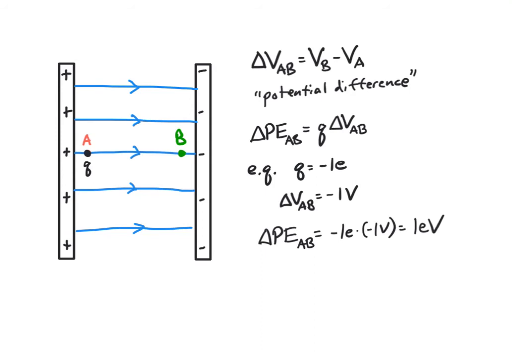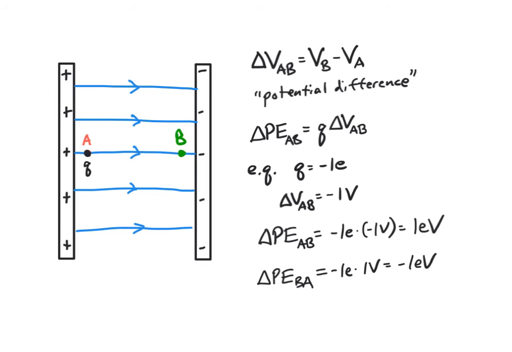This time we're calculating delta PE, but not from A to B, but from B to A. The charge of the electron hasn't changed at all, but this time we're going from the low potential side to the high potential side. So this time delta V is going to be positive. And so we get negative 1 elementary charge times positive 1 volt. And so we get negative 1 electron volt.